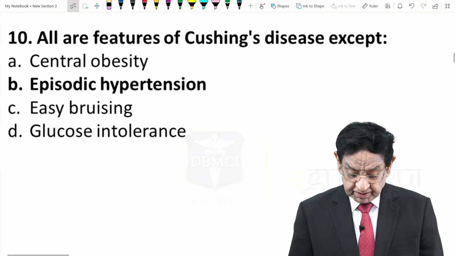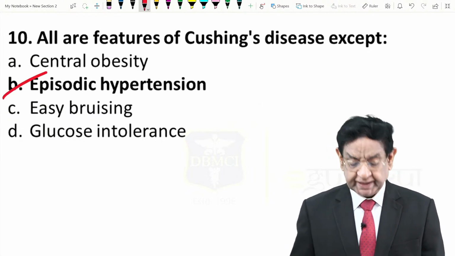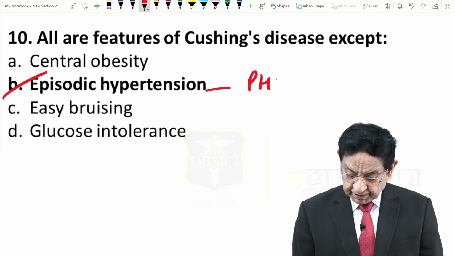Well, all are features of Cushing disease except, the answer is episodic hypertension. This is seen in pheochromocytoma.